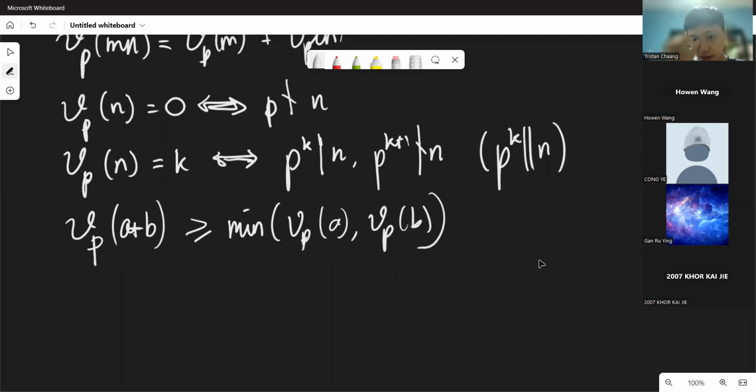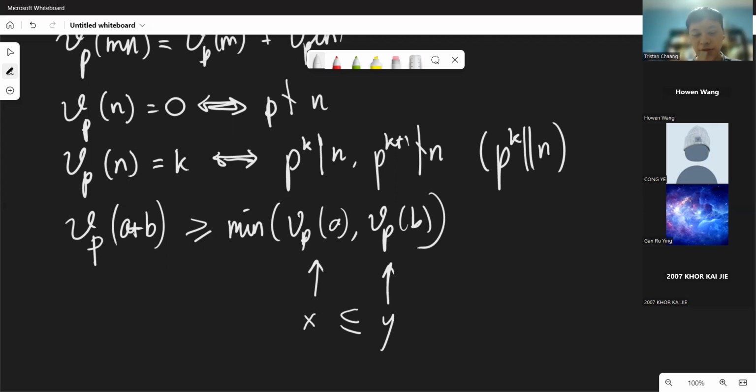HCF. Yeah, kind of. So you basically have a common factor, right? Let's say this is x, this is y, and without loss of generality, x is the smaller one. Then you know both a and b are divisible by p to the x. So if you add them up, of course, it's divisible by p to the x, right?